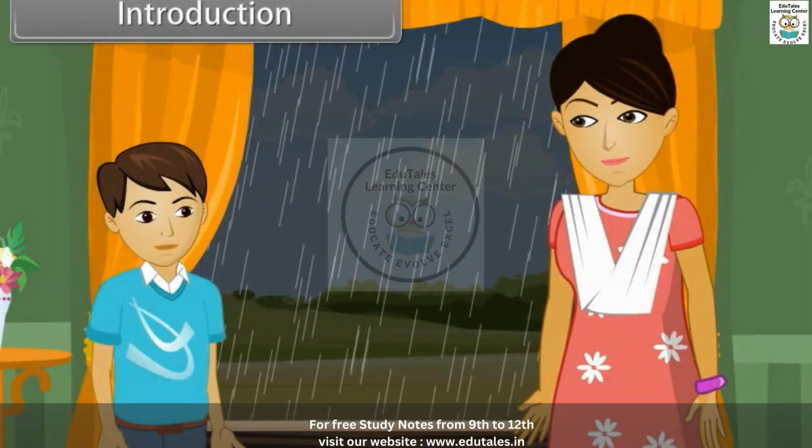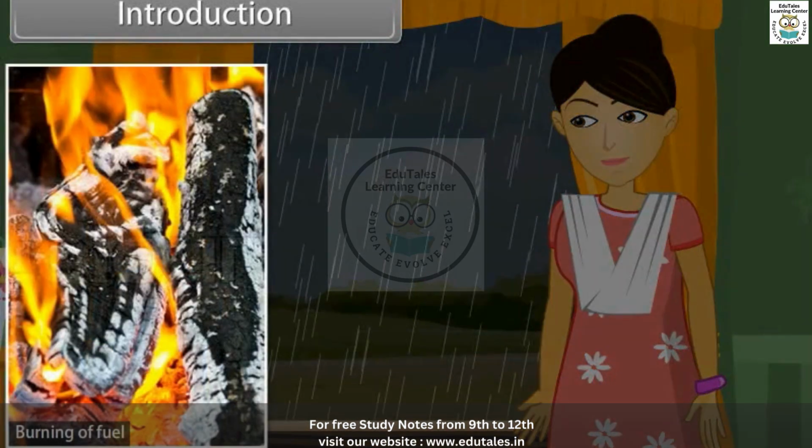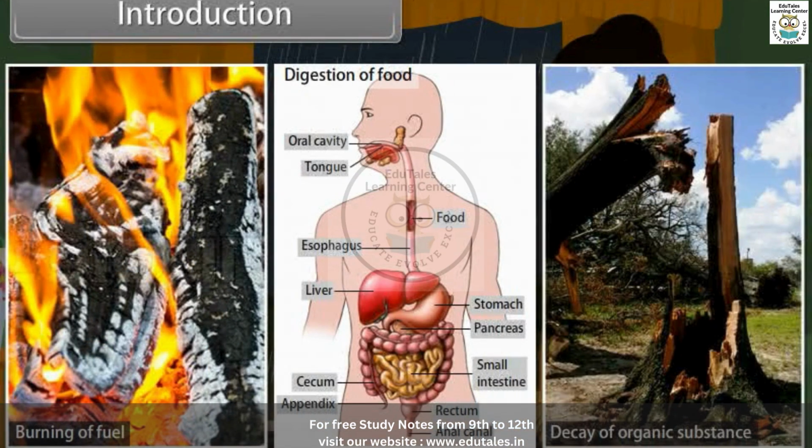Students, redox reactions are all around us. Burning of fuel, digestion of food, decay of organic substances are a few examples of redox reaction. Today, we will discuss more about redox reactions.